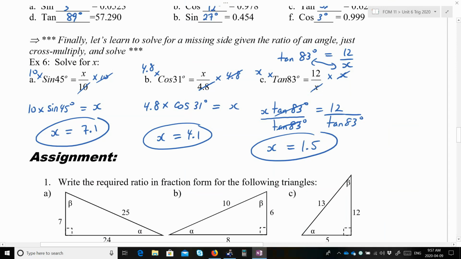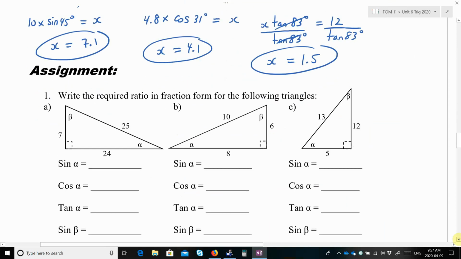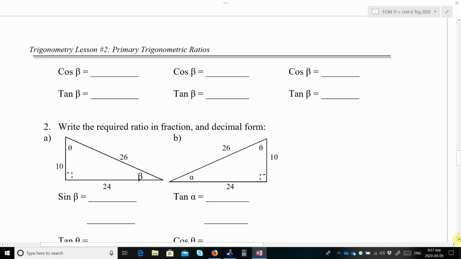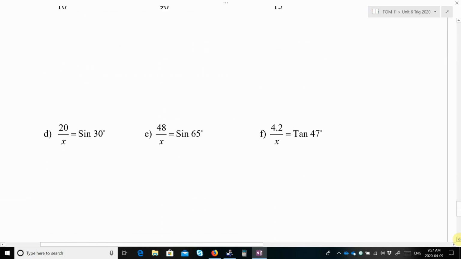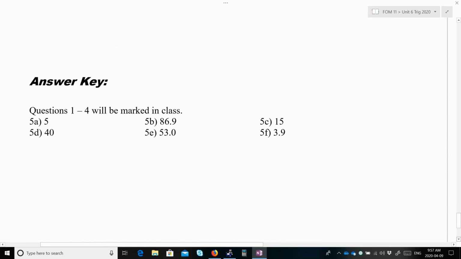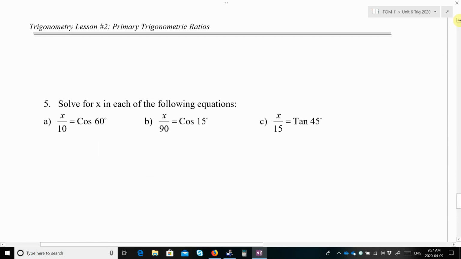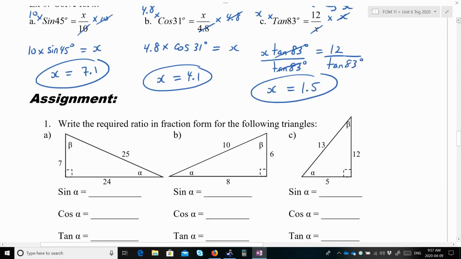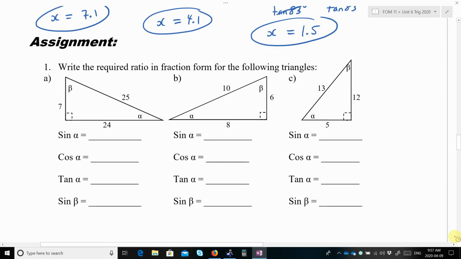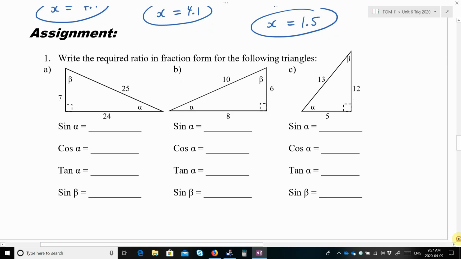All right, and so that is lesson 2 for trigonometry, everybody. You can see that the assignment is here, but look at the answer key. Questions 1 to 4 will be marked in class, and then there's just answers for number 5. So I was going to quickly write down the answers for 1 to 4. Okay, no peeking yet, guys. Make sure you go and try it, and then come back to the video here and check your answers.